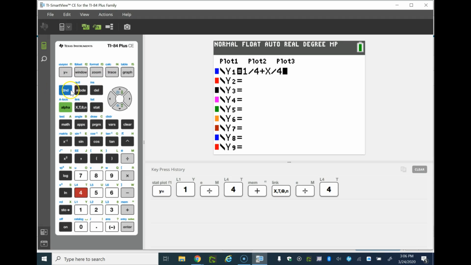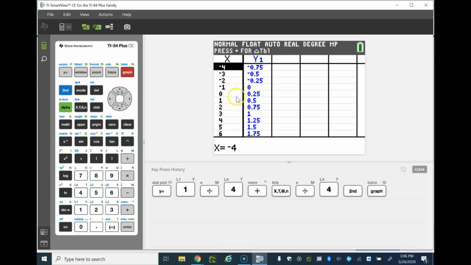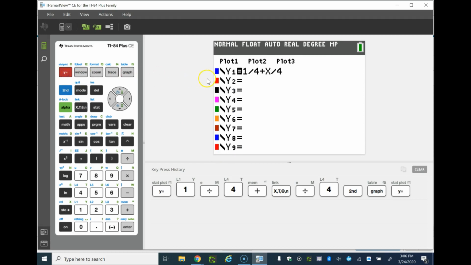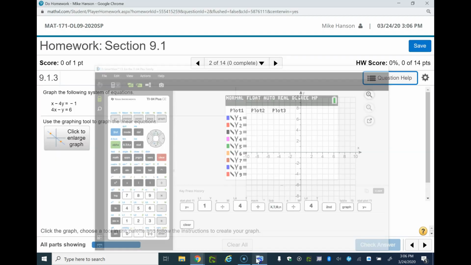Then you can hit second and then graph, because you're going to need 2 points. So I'm going to write down -1 and 0, and then 3 and 1. That's going to be my first equation to graph. Then I go back to y equals, clear this out, and put in the second equation.